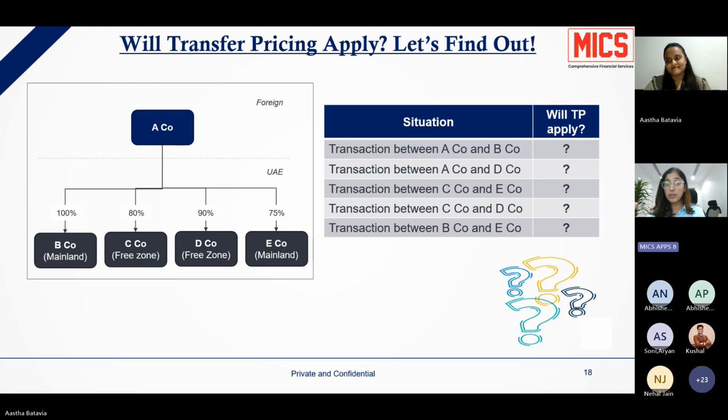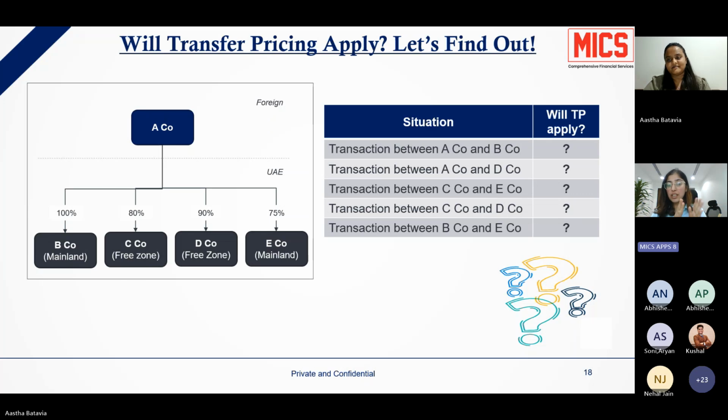The next question becomes more interesting. There is ACO in foreign and DCO in free zone. Now, this DCO in free zone could either be subject to 0% or could either be subject to 9%. But given that we have ACO in foreign, I don't think anyone would debate that transfer pricing would apply. The third situation is an ideal case for transfer pricing when transactions are being dealt within UAE.